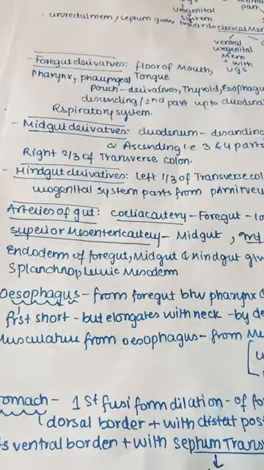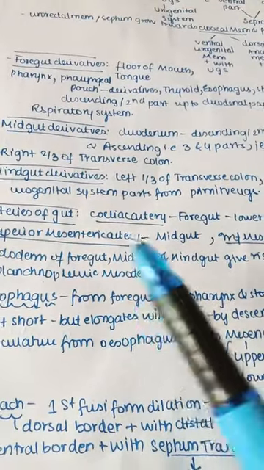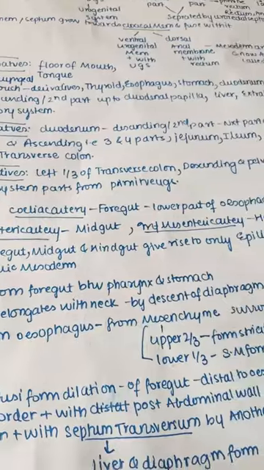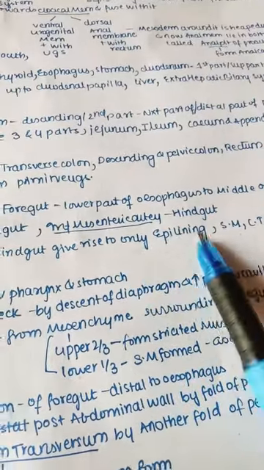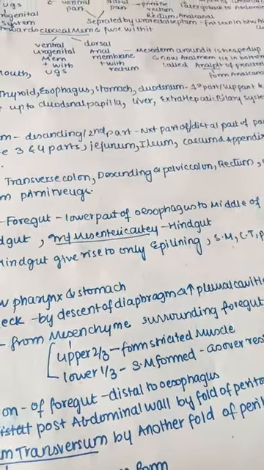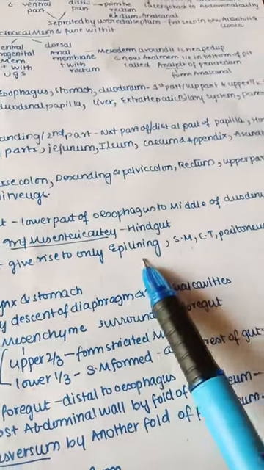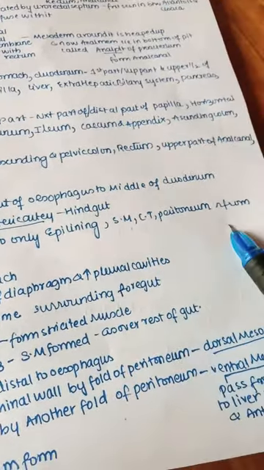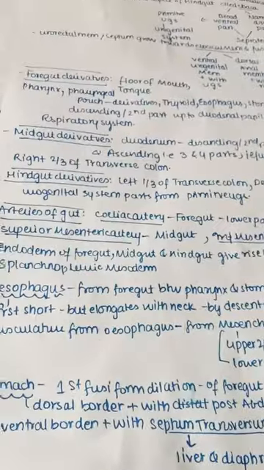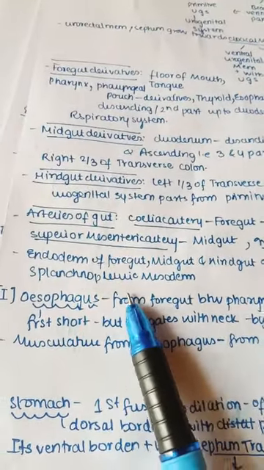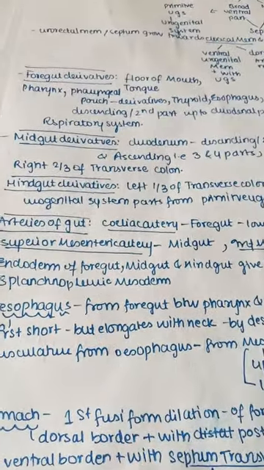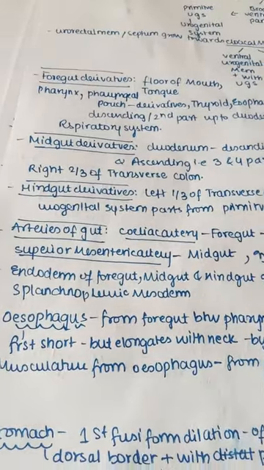As we said, our GIT is developed from an endoderm, that is either foregut, midgut, or hindgut. They mainly give rise to only the epithelium lining of this gut, but not other structures like smooth muscle, connective tissue, peritoneum. These are derived mainly from the splanchnopleuric mesoderm. So we know splanchnopleuric mesoderm is in our lateral plate mesoderm.